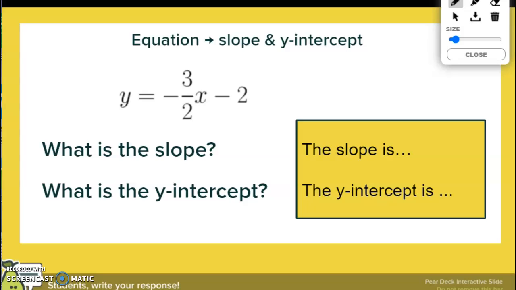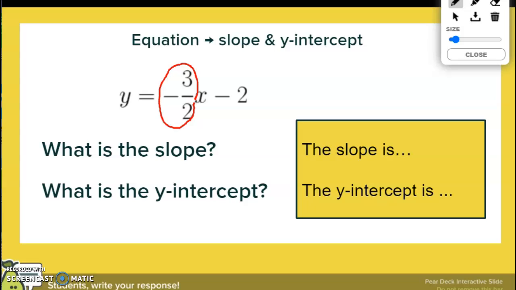Okay, so this time you're given an equation and you're going to convert it to slope and y-intercept. If you're given an equation, what is the slope, what is the y-intercept? Slope is always the number that is being multiplied to the variable, right? So in this case, y is the output, the input is x, so it is the number that is being multiplied to x. So it is just the number.